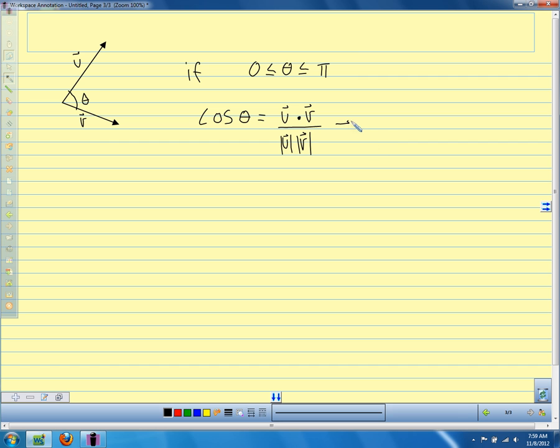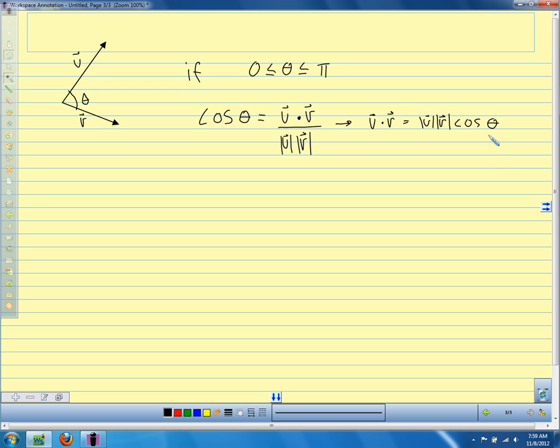We could also rewrite this and say that u dot v equals the magnitude of u times the magnitude of v times the cosine of the angle between them. This particular representation of the dot product turns out to be very useful when we know something about the vectors and the angle between them. We can also use this representation to figure out the angle, if we're interested in the angle between the vectors.